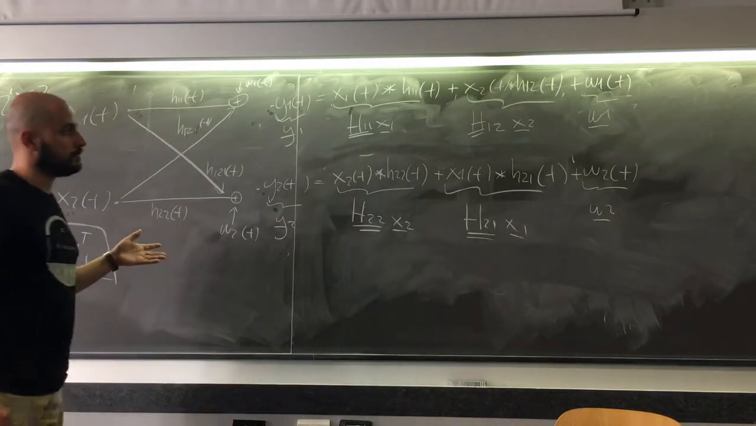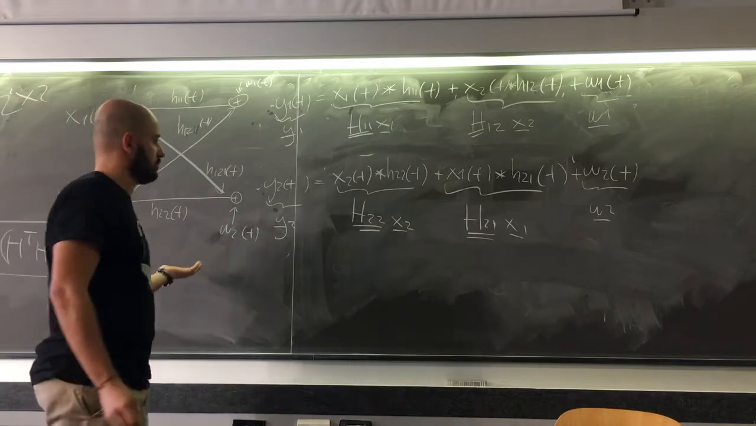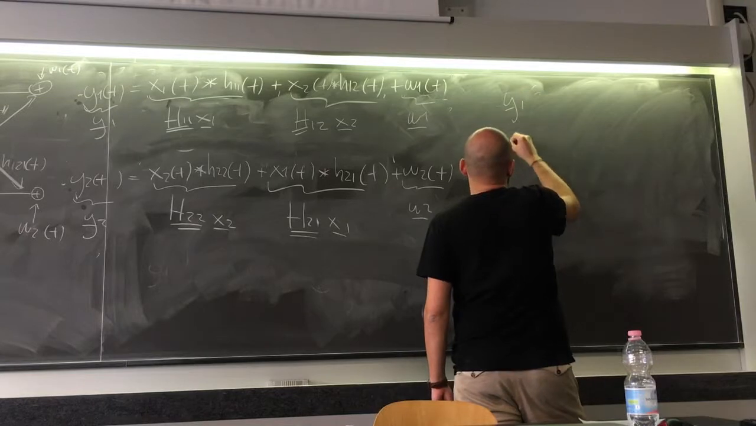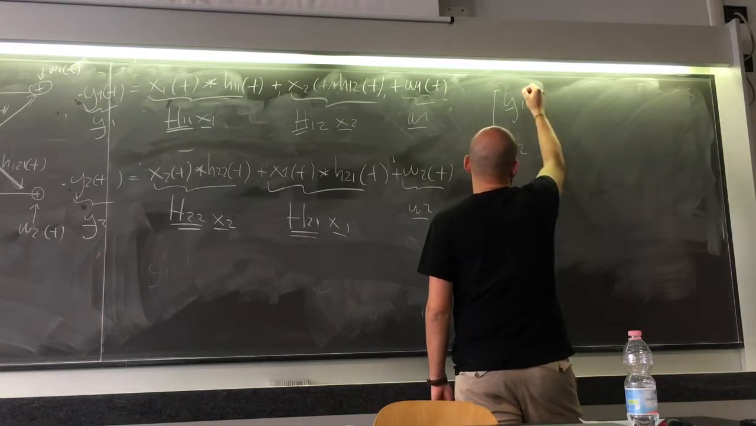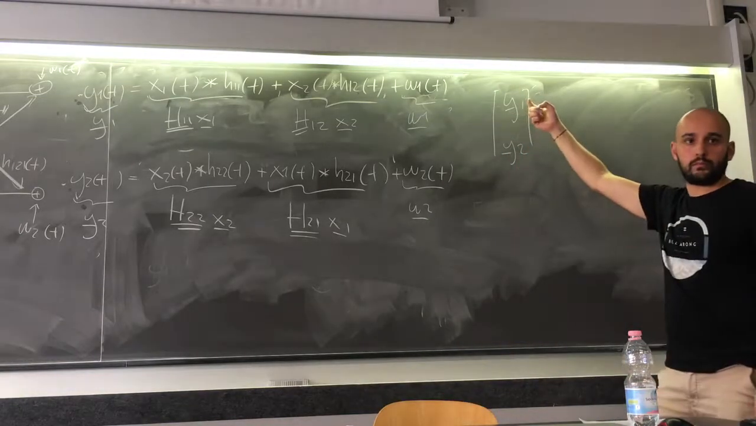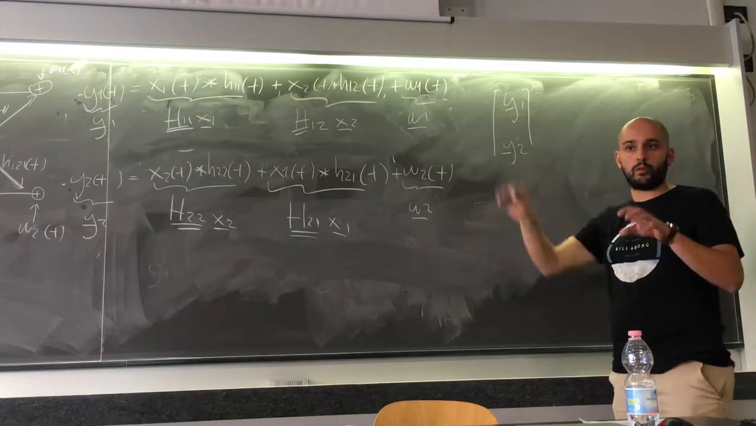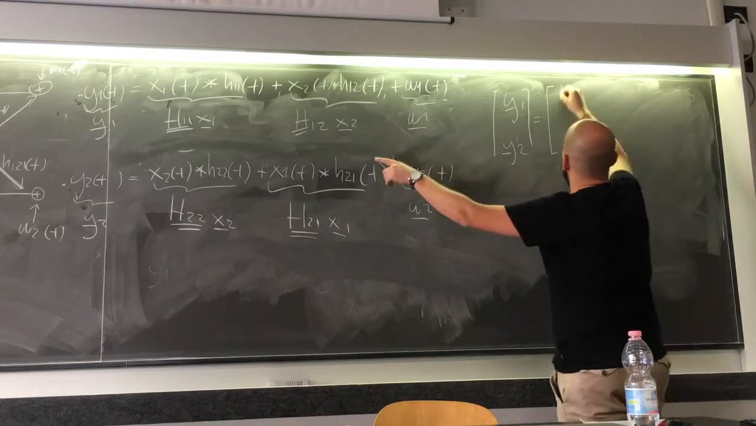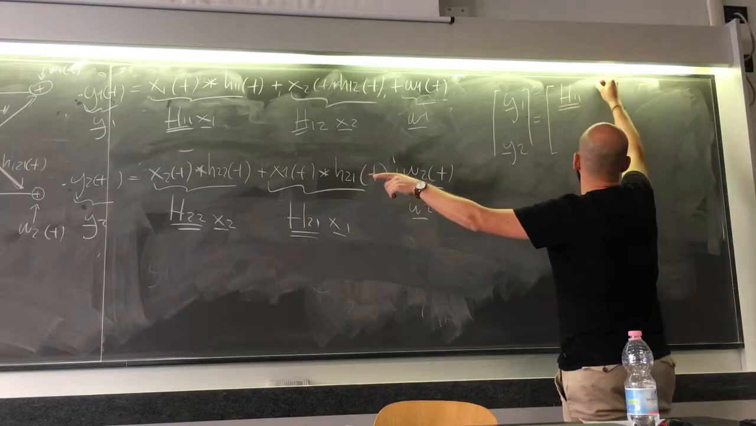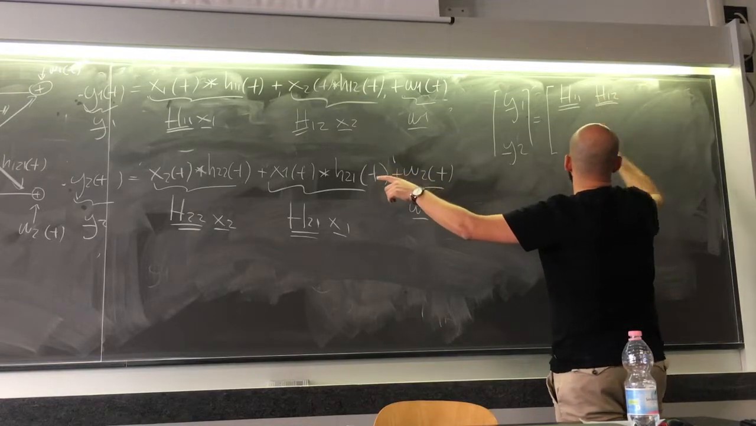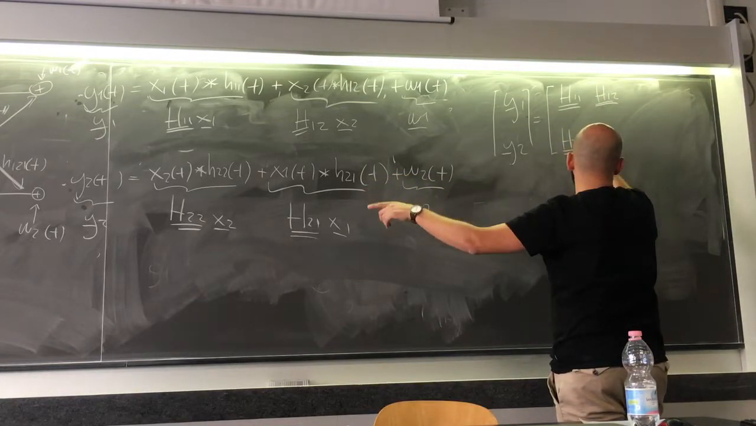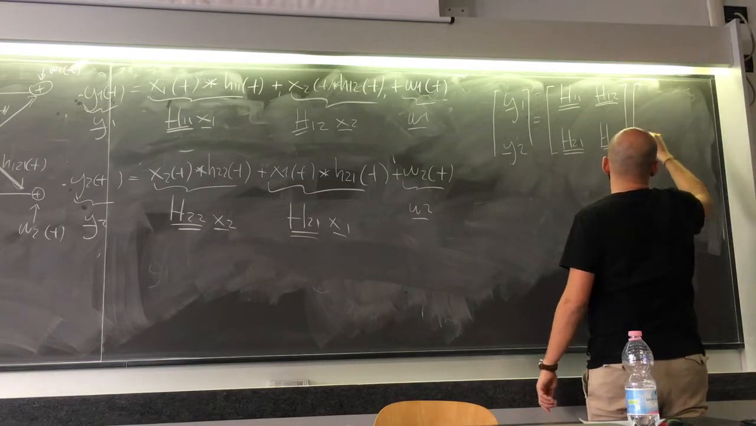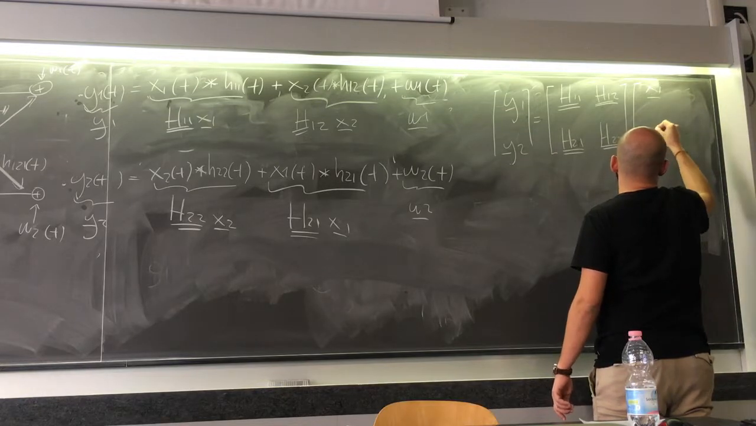Now, once you have this, I would say that it's again done, because you can stack y1 in a vector. This is a column vector. This is again another column vector. You put one on top of the other. H11, H12, H21, H22, X1, X2.